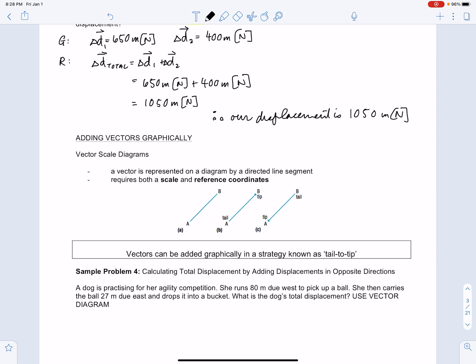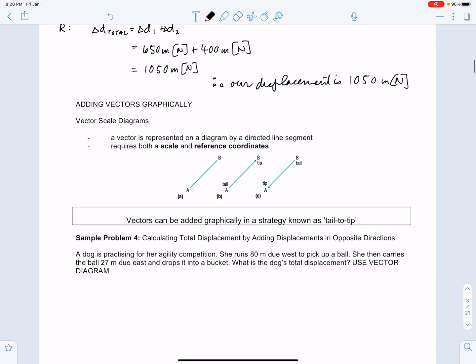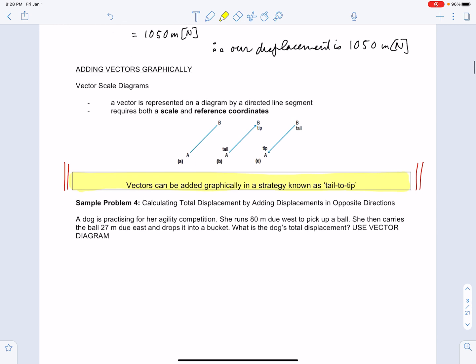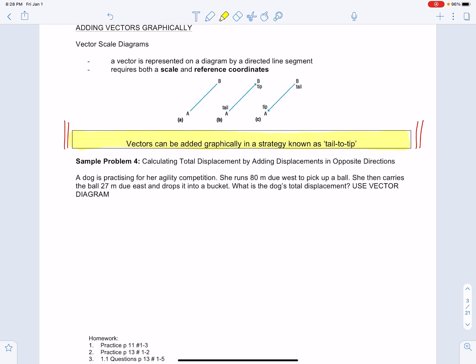So I'm going to take out my bars of memorization, and we have this statement that says, vectors can be added graphically in a strategy known as tail to tip. Okay, the best way to examine this is by doing a sample problem. So let's try this. A dog is practicing for her agility competition. She runs 80 meters west to pick up a ball and then carries the ball 27 meters east and drops it into a bucket. What is the dog's total displacement?